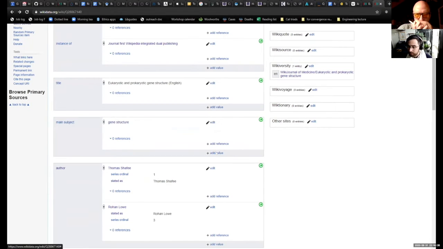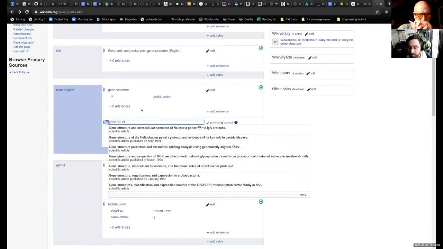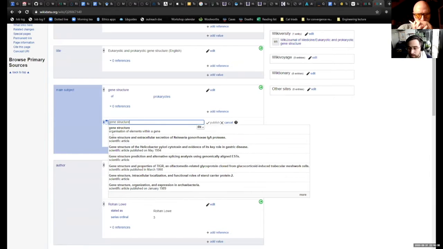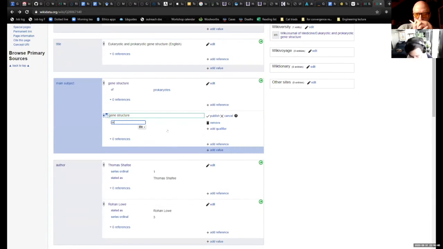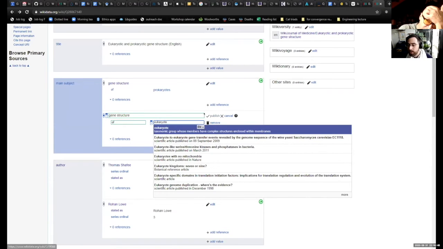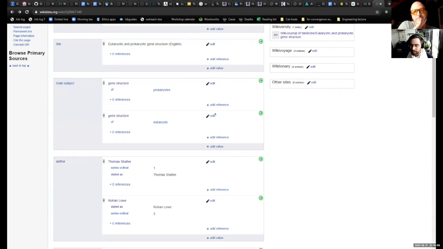It is about, add value, the gene structure, organization of elements within a gene. Yep, that's what I meant. Gene structure of eukaryotes. I've seen a little bit of this uploading images on Wikimedia Commons. The wizard has some of this. Yeah, same system. So this is basically like taking that thing on Wikimedia Commons and going into infinite detail if you decide to.